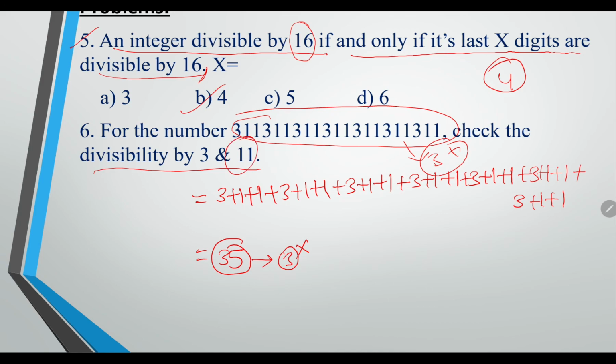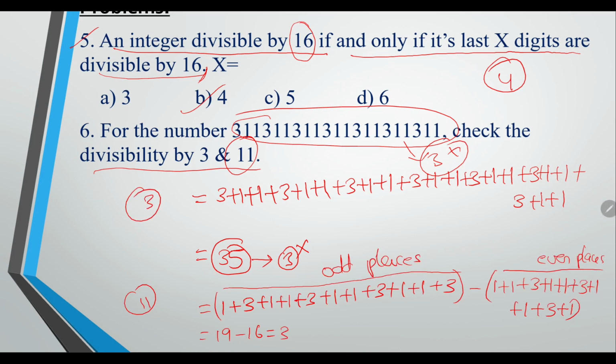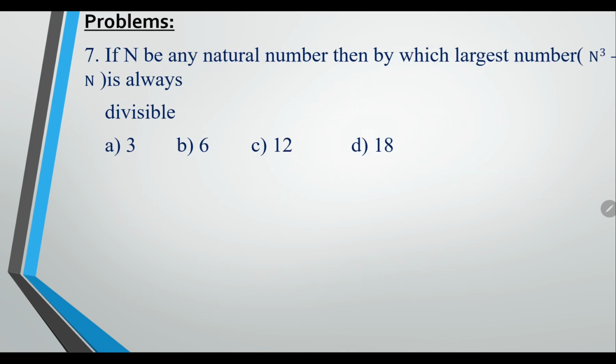As per the divisibility rule of 11, if the difference of the sum of digits at odd places and at even places is divisible by 11, then the whole number is divisible by 11. Let's check for this number. Now let's subtract the digits at even places from the digits at odd places. Then we get 3. As 3 is not divisible by 11, we can say that the whole number is not divisible by 11 as well as 3. Next, let's go to the seventh question.